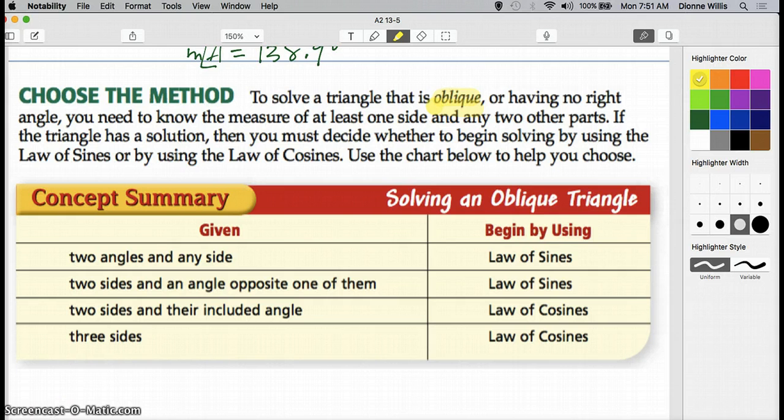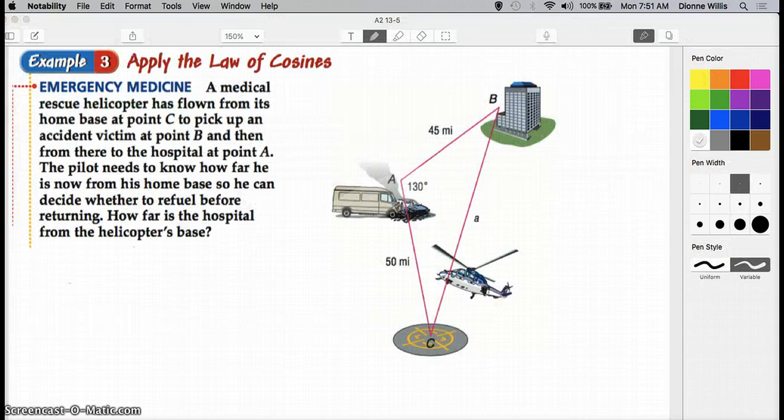We're going to get to our last example. Finally, a medical rescue helicopter has flown from its home base at point C to pick up an accident victim at point B and then from there to the hospital at point A. The pilot needs to know how far he is from his home base so that he can decide whether to refuel before returning. How far is the hospital from the helicopter's base? So here's the situation that we're dealing with, and hopefully you can see that this would be a wonderful opportunity for us to use law of cosines.